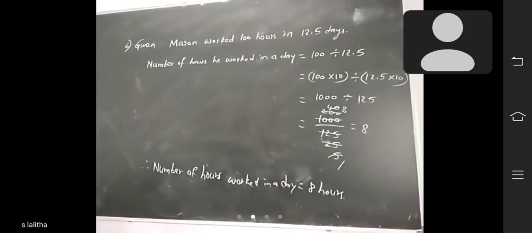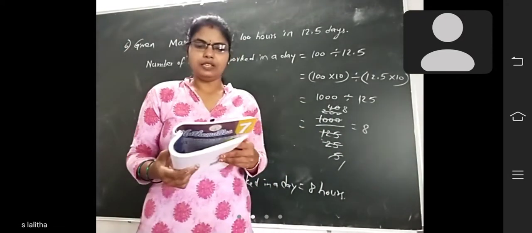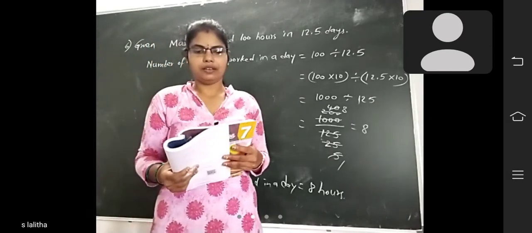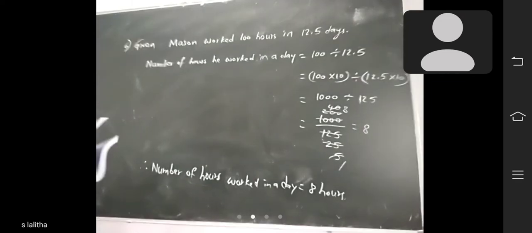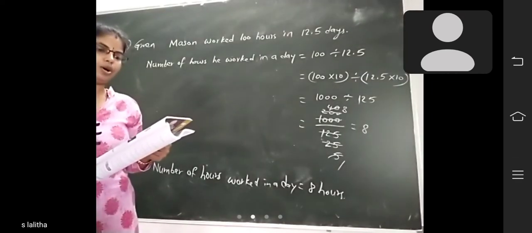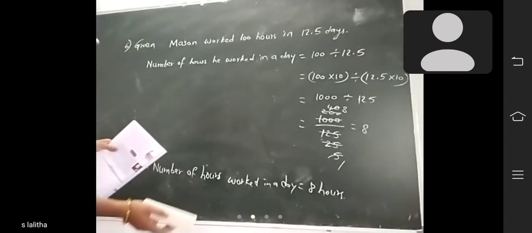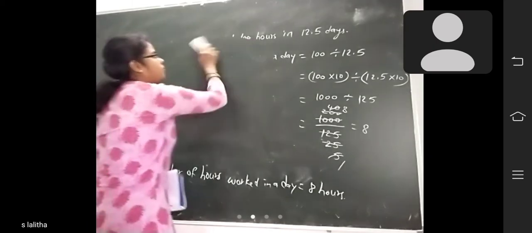Next question, Seema. If the cost of a dozen eggs is rupees 61 rupees 80 paisa, then find the cost of an egg. So dozen means what? 12 items. Dozen means 12 items. So 12 eggs cost 61 rupees 80 paisa. You have to find the cost of an egg. One egg costs how much? You have to find it.